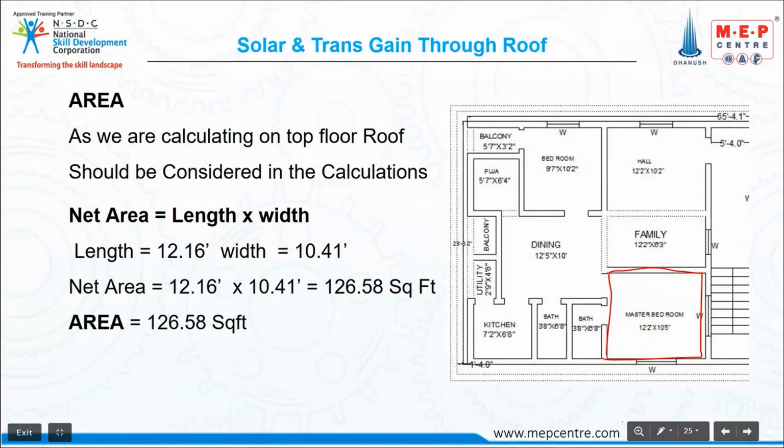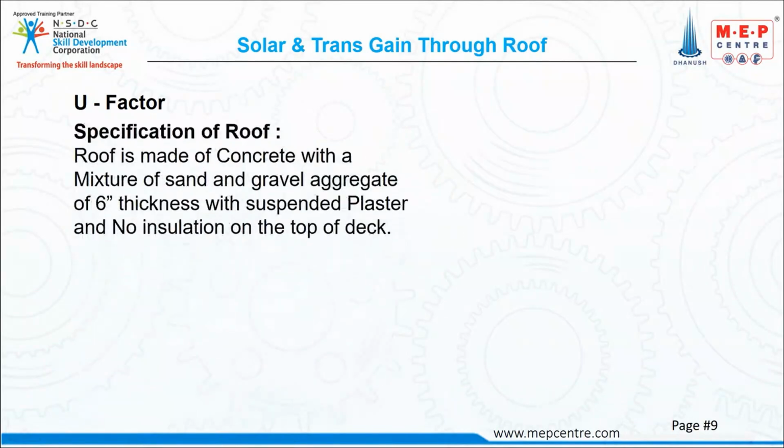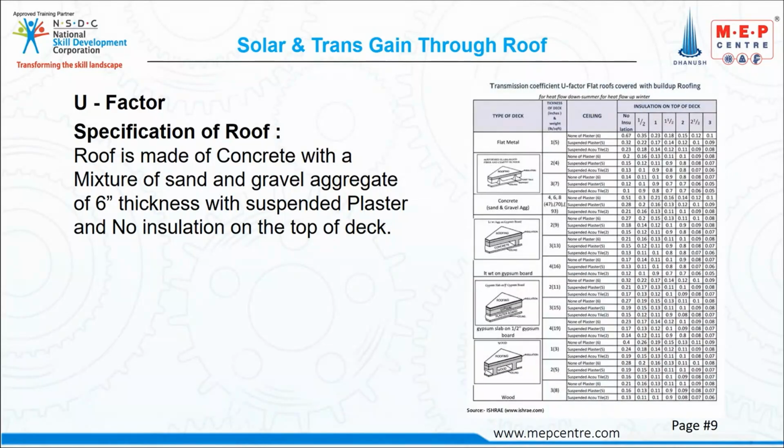Next, U factor. So roof is made of concrete with a mixture of sand and gravel aggregate of 6-inch thickness with suspended plaster and no insulation on the top of the deck. This is given on page number 9. So roof is made of concrete. You can see the concrete here with a thickness of 6 inch. 6 inch का thickness इधर है.